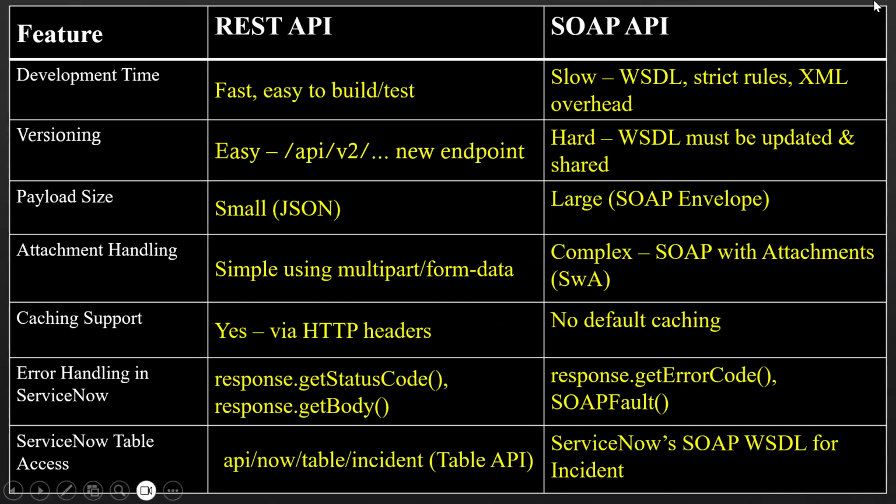Next feature, development time. For REST API, development time is fast, and it is easy to build and test. But in case of SOAP, it's very slow. It has strict rules because it uses a protocol. There is XML overhead because an XML file is heavy. That's why it's very slow, with low processing.